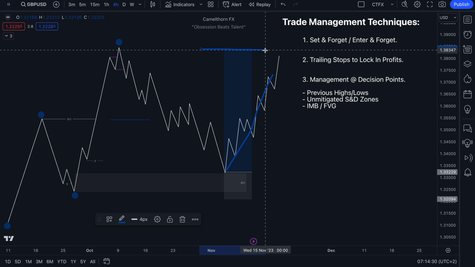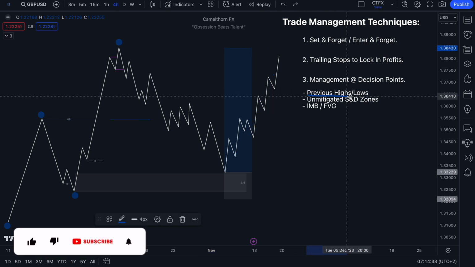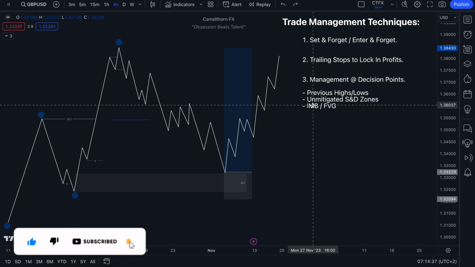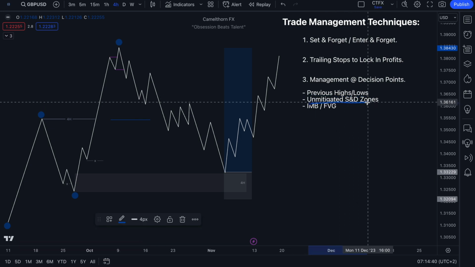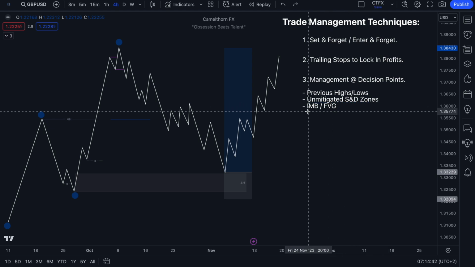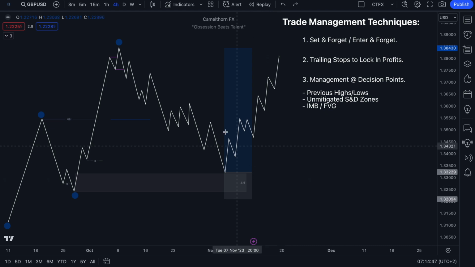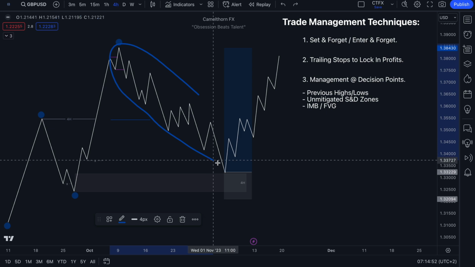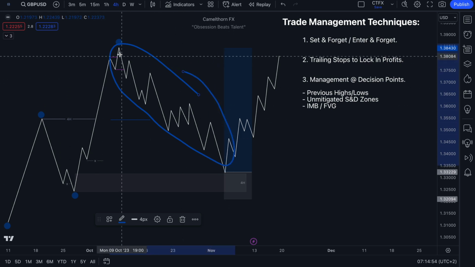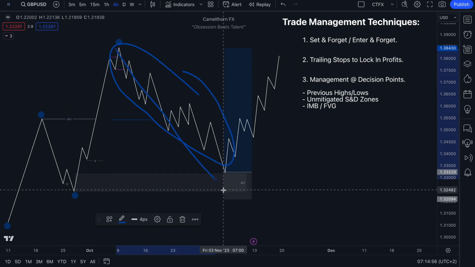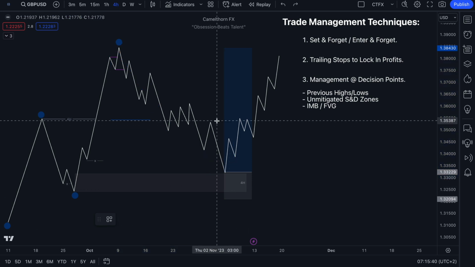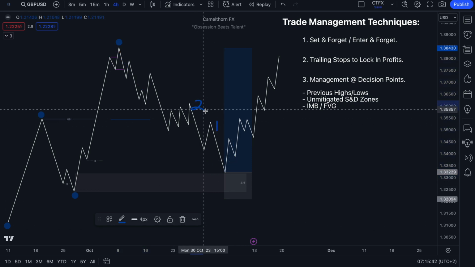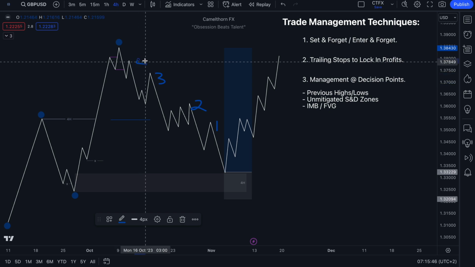And these decision points are going to be previous highs or lows, session highs, session lows. It's going to be unmitigated supply and demand zones. And it's also going to be imbalances or fair value gaps. Essentially, they are going to be areas on the market that have been left behind during this pullback phase as price action comes in to interact with your zone. So you're going to have a decision point in here, in here, in here, as well as in here.